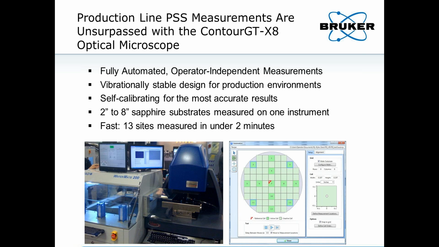We offer then a fully automated operator-independent measurement solution in the Contour GT-X8. This is a vibrationally stable design that's geared specifically for production environments with self-calibrating or continuous calibrating optics for the most accurate results, capable of handling from 2 to 8 inch sapphire substrates to be measured on one tool. And this is a fast solution. Here on the lower right you see a simple automation setup screen where you have 13 sites, and these are capable of being measured in under 2 minutes for one wafer.